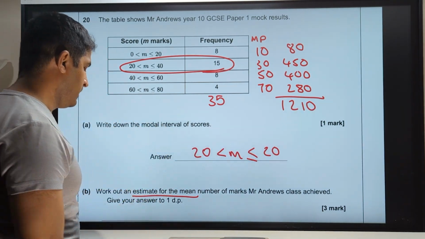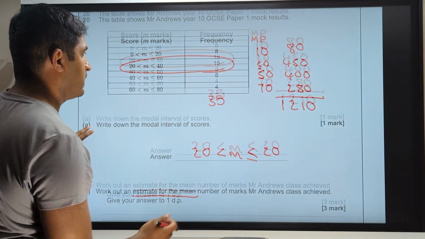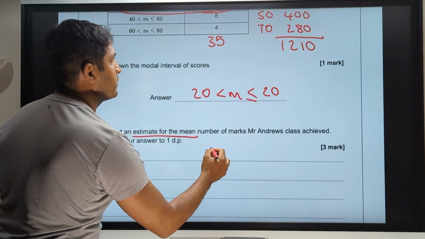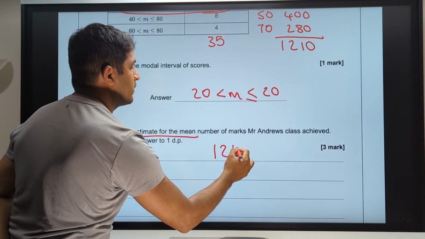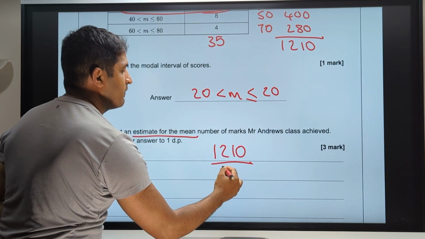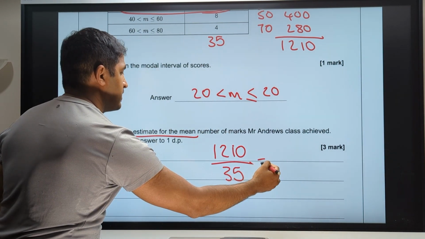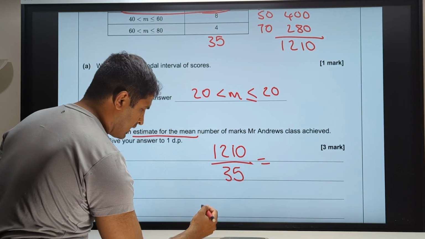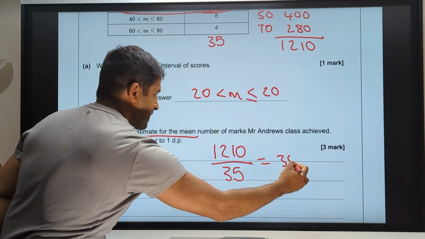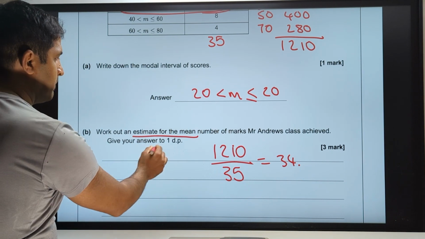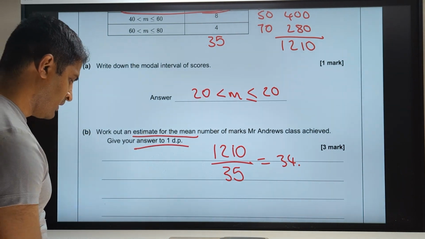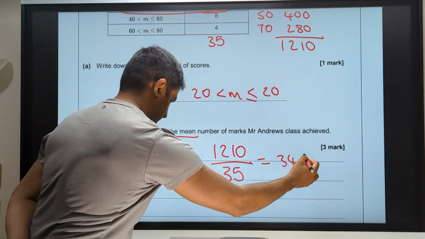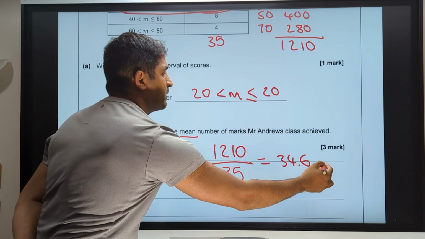So the estimated mean is going to be the total divided by how many there are. So the total is 1210 divided by the 35 that we added. So I'm going to divide that by 35 and we get 34 point. At 1 decimal place is important as well. So you get 34.6 at 1 decimal place.